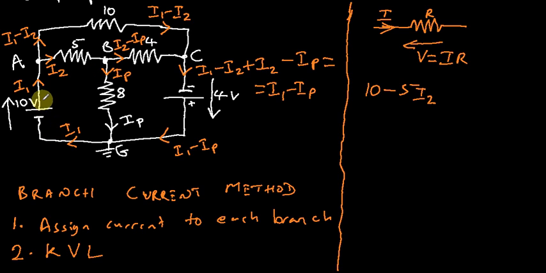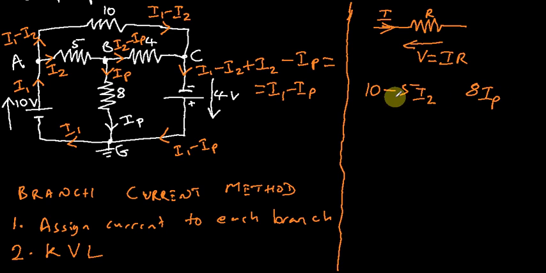So that'll be 10 volts minus I2 times 5. Then I'm still inside this loop. I've gone past 10 volts, I've gone past 5. Now I'm going to go past this 8 ohm resistor. To go past this 8 ohm resistor, there's a potential drop across it that is dependent on this current and the resistance. So V is equal to IR means that the potential drop will be 8 times IP.